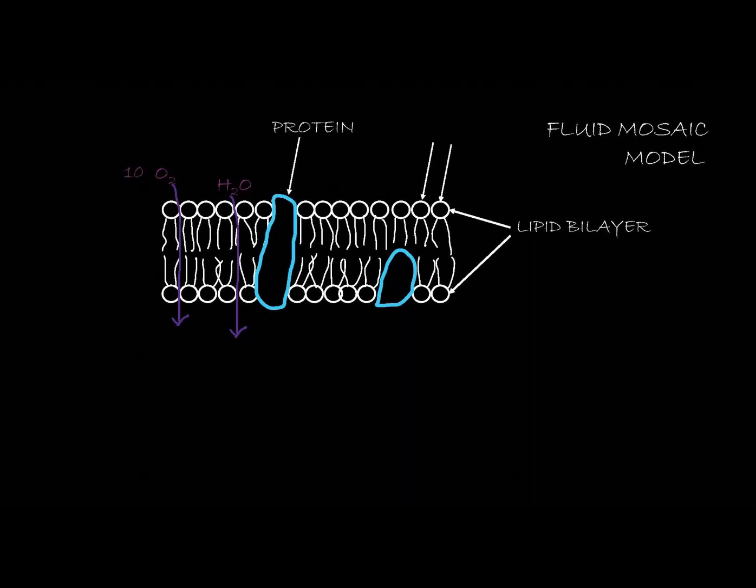So if outside the cell we had 10 oxygen, and inside we had 5 oxygen, they will move back and forth until they get an equal amount on each side. Once they are equal, they will stop having a net change in diffusion. They might still move across, but if one moves across one way, then another will bounce back the other way to equalize it. When water moves this way, it's called osmosis. And when anything else moves this way, it's called diffusion.